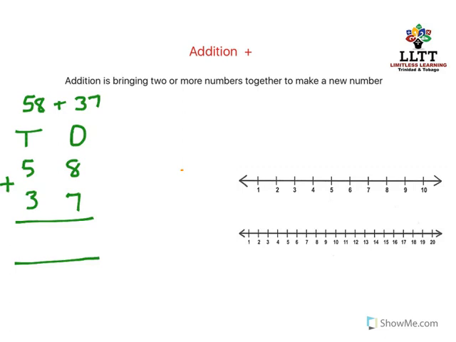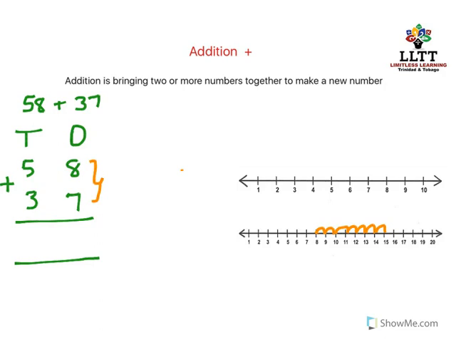And then again I start off adding my ones. 8 plus 7. So I'm going to start at 8. I'm going to use this number line at the bottom here. I'm going to put a yellow dot on 8. And I'm going to add 7. So I have to move 7 places to the right. So this is 1, 2, 3, 4, 5, 6, 7. So 8 plus 7 is 15.